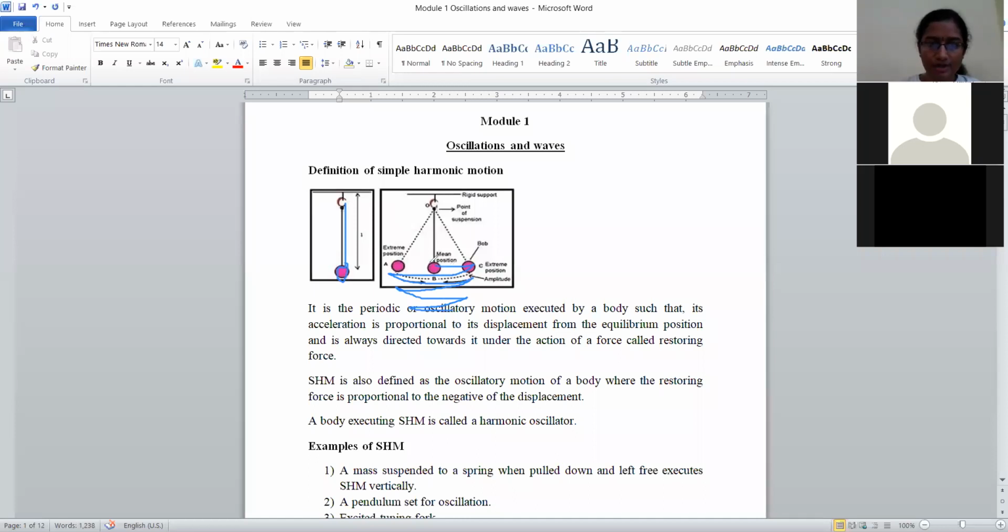So this is the mean position, and this is the extreme position, the maximum extent to which it goes. And this distance from the mean to the maximum is called the amplitude. The time taken for one oscillation to complete, that is when a bob goes like this, is called one oscillation, and the time taken to complete this oscillation is called the time period.